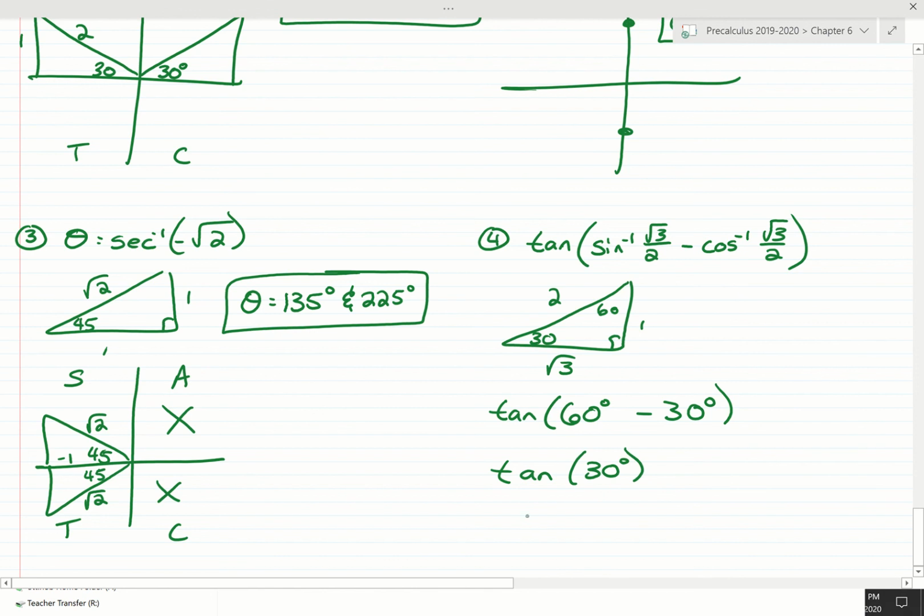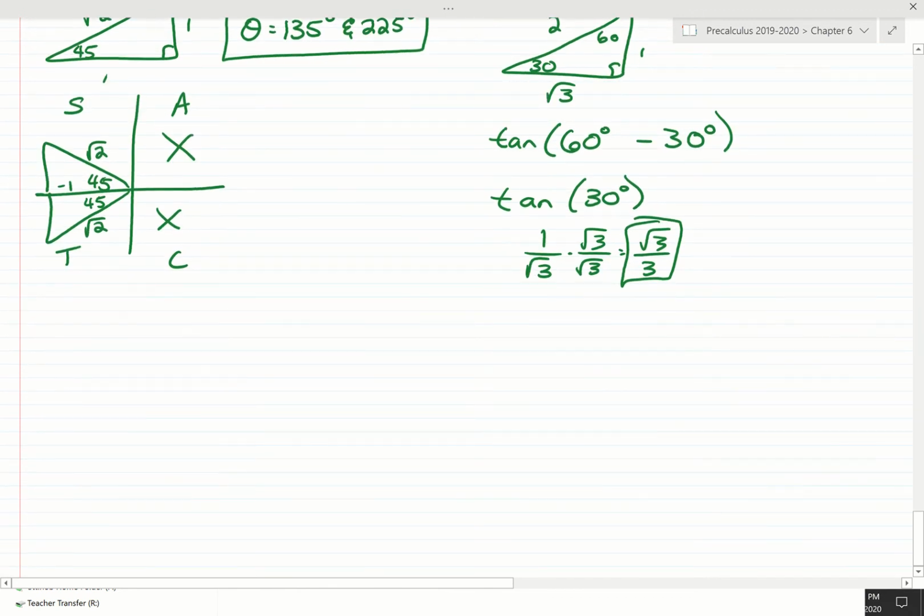The tangent of 30 would be 1 over root 3, which if we rationalize, turns into root 3 over 3. One more problem, number 5. It's asking us to evaluate the cosecant of the inverse tangent of 4/3.